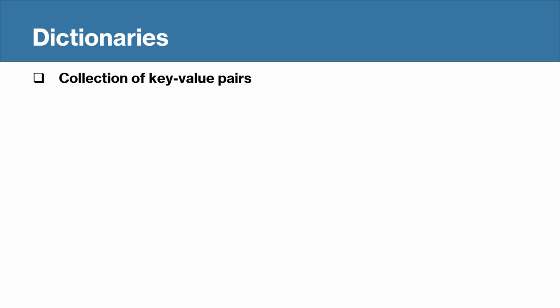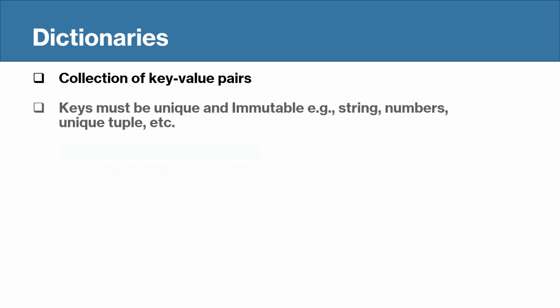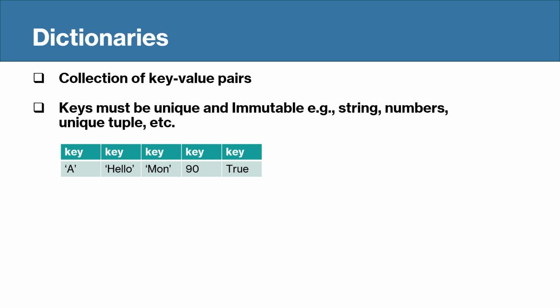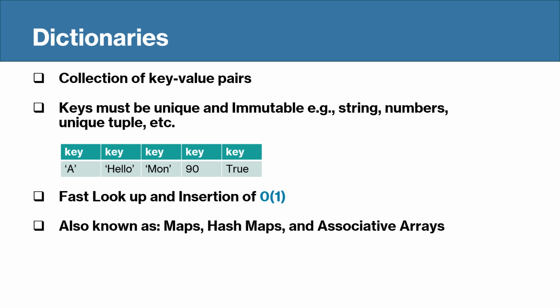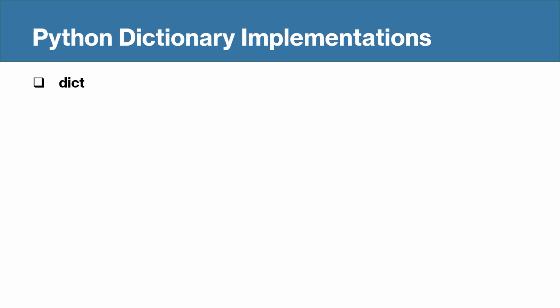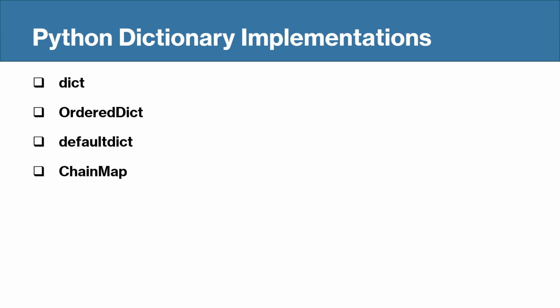A dictionary is a collection of key value pairs. Keys must be unique and immutable, such as a string, numbers, and so on. Dictionaries offer fast lookup times and insertion times of O(1), and dictionaries are also known as maps, hash maps, and associative arrays in other programming languages. The Python dictionary implementations we'll cover are dict, OrderedDict, defaultdict, ChainMap, and MappingProxyType.